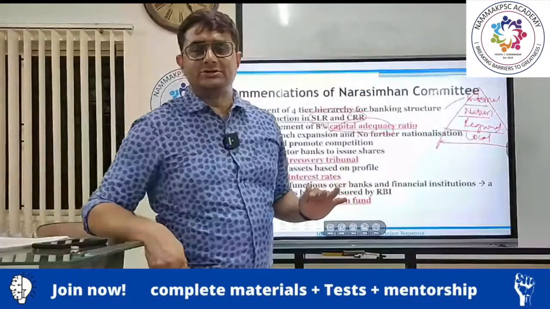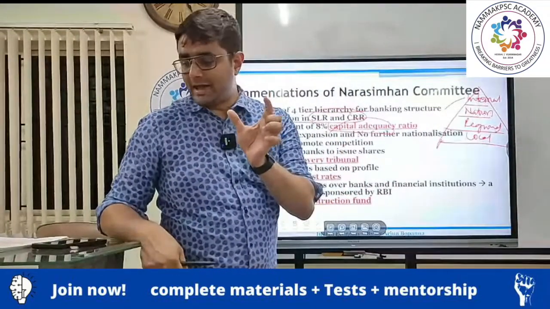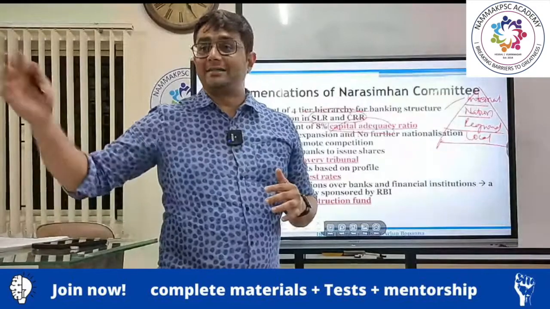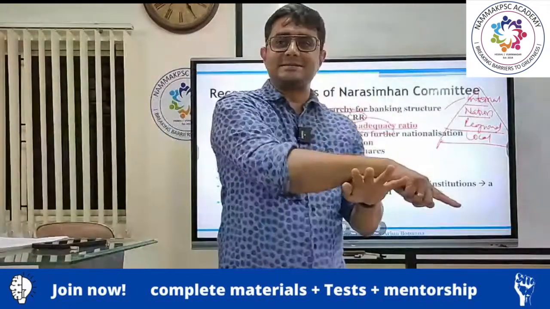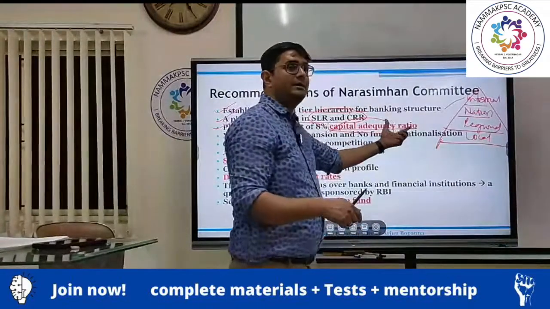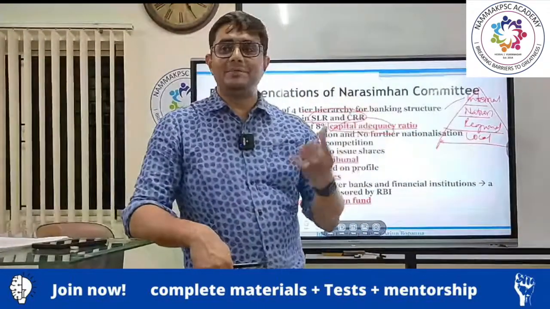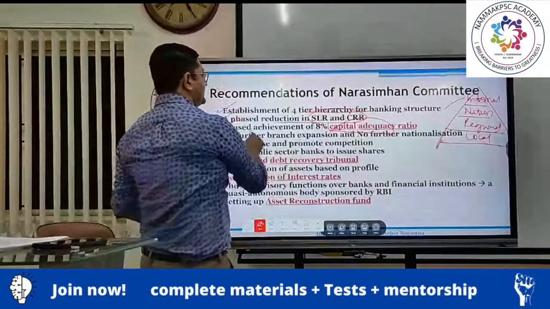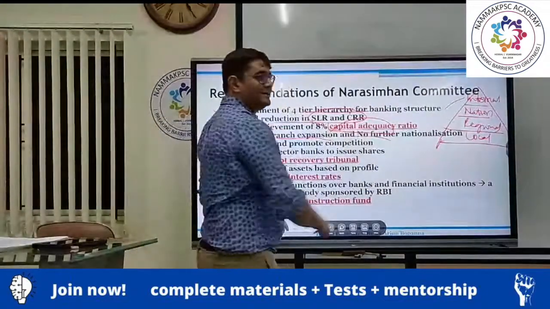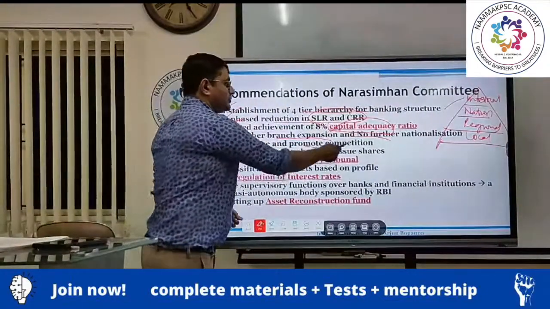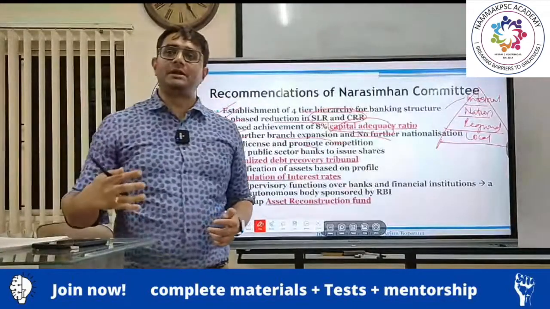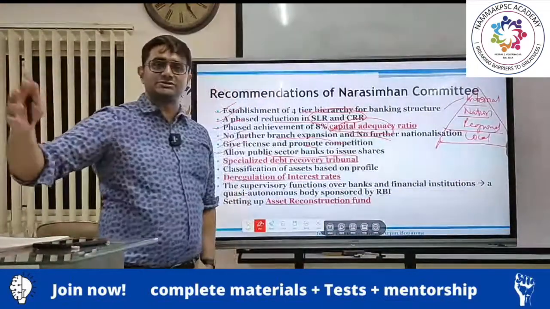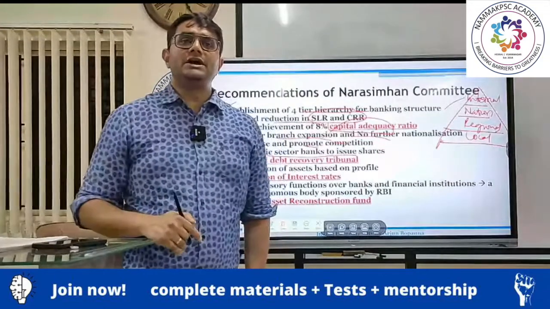Capital adequacy ratio, like how RBI should maintain a capital reserve to handle the risk. Same way, even banks, other than reserve requirements, they also have to maintain a capital adequacy ratio or a capital base to meet those situations. You understood? Then, no further branch expansion, no further nationalization. Give license and promote competition. Allow private players to come in, bring in more competition. Then, allow public sector banks to issue shares so that the government's shares will get diluted.